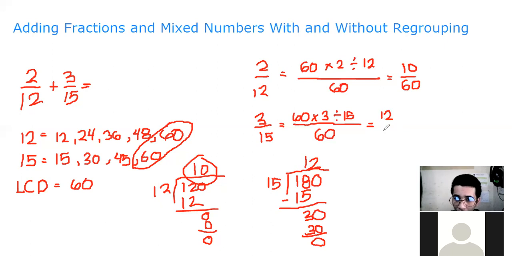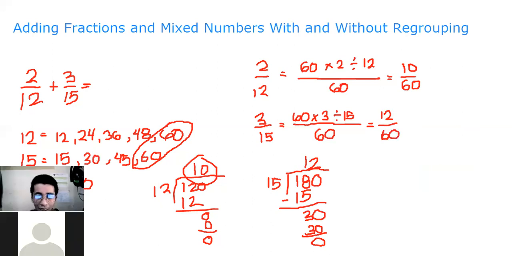12 over 60. So, bago na yung dalawang numerator natin kasi same denominator na sila. Ngayon, dahil same denominator na sila, ipagpa-plus na natin sila. 10 over 60, yung una nating fraction, ipla-plus naman natin sa pangalawa nating fraction, which is 12 over 60.